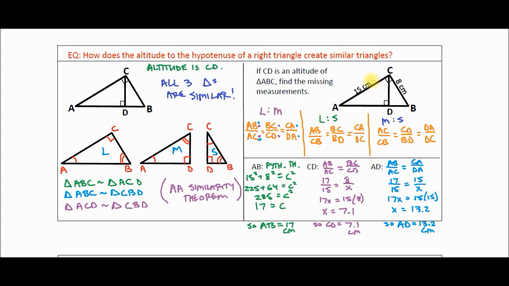So there's an example of how to use the three triangles created by the altitude to a hypotenuse of a right triangle. Since all these triangles are similar, we can use all these statements of proportionality to find all the different missing sides. And we could actually now find DB as well, and that would give us every single side of this particular diagram.